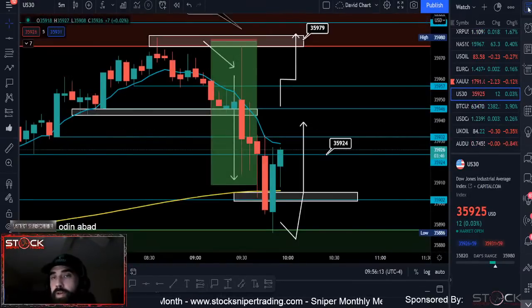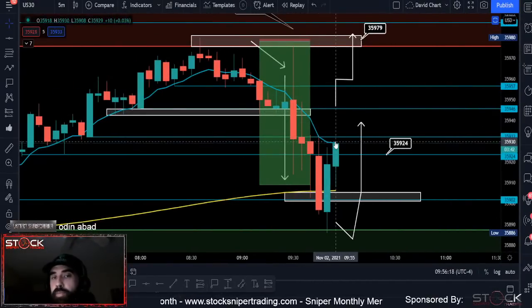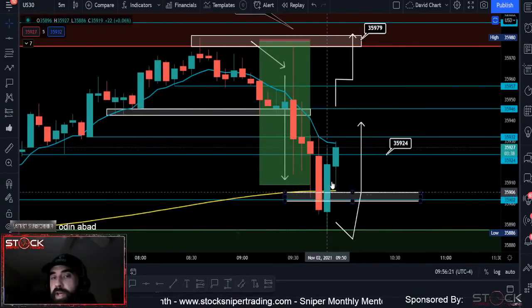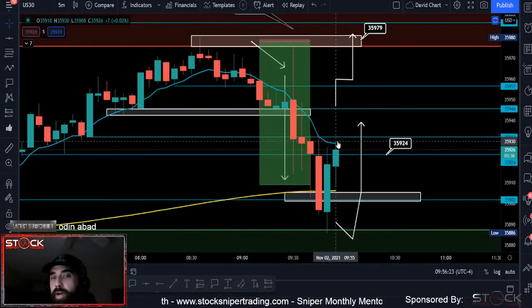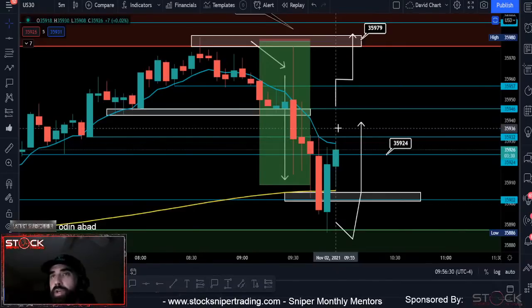Okay, so look, here's the US 30, guys. See how it's starting to break above here? If it breaks above with a retest, it's going to be a continuation. It's just because it's bouncing out of demand. This is looking all right here. All right, but we got to get a push. It can't keep closing below this. It's got to push. It's got to push.